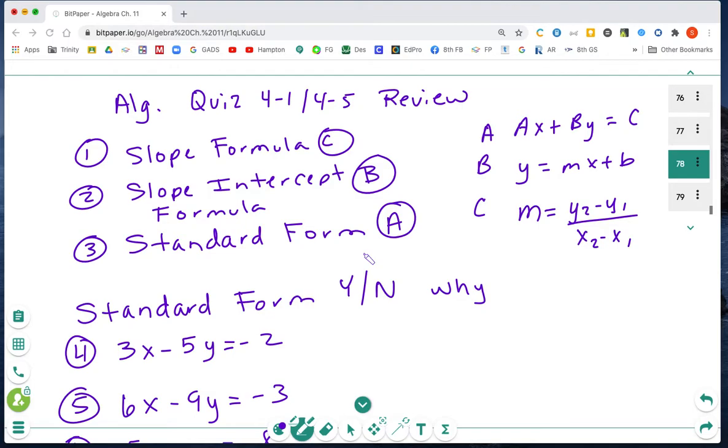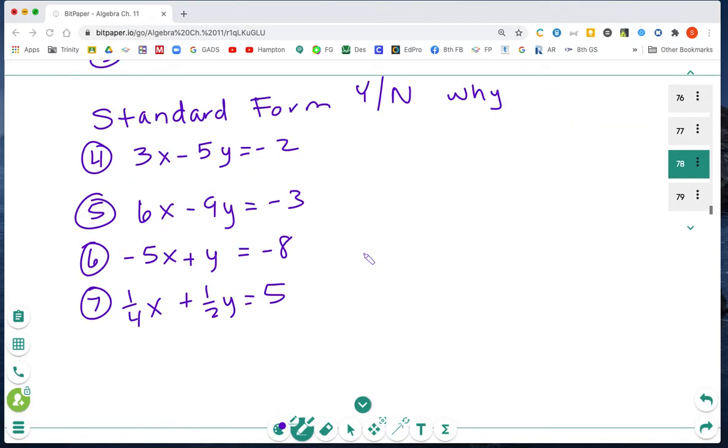We're going to look at these equations and determine whether or not they are in standard form. So we're going to look at the x. Is it first? Yes. Is it positive? Yes. Is it an integer? Yes. Is the y second? Yes. Is it an integer? Yes. Is the negative 2 on the right side of the equal sign? Yes. Is it an integer? Yes. So yes, this is in standard form.